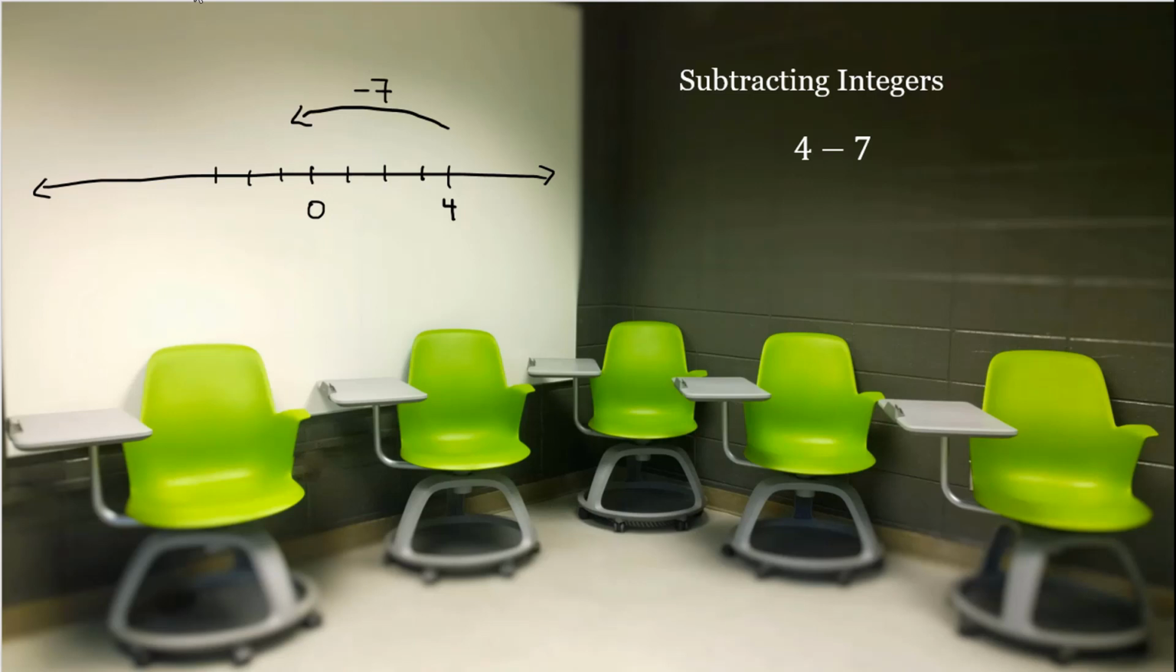So if we went back 7 places, we would end here. And let's see where that is on the number line. 0, -1, -2, -3. So 4 minus 7 is -3. That subtraction sign tells you that we've got to go left on the number line. We go back, and it actually takes us past 0 over to the negative side. So 4 minus 7 is -3.